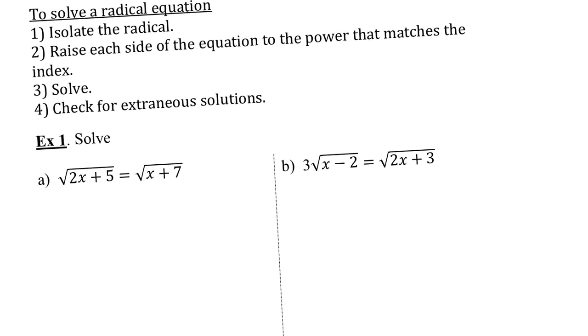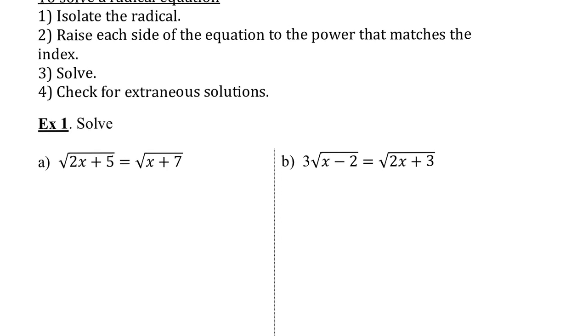Okay, so let's look at example 1. I want to isolate the radical, but there's actually two radicals. So I have this radical over here and this radical over here. They're each isolated on their own side, so I feel like this is good enough because at least I have the radicals on their own sides. Since it is a square root, I'm going to square both sides.